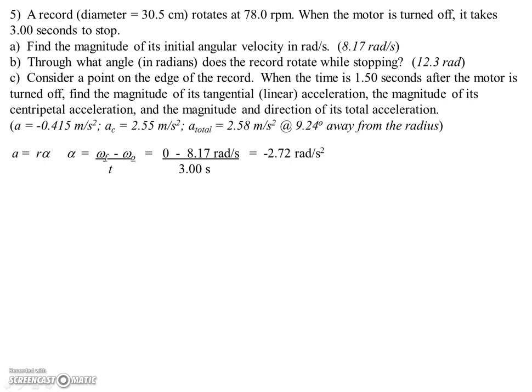So first, if you want to find alpha, it's omega final minus omega initial divided by t. Again, you may have done this in part B, but here's what you would do. And so it's 0 minus 8.17 radians per second divided by 3 seconds. Then we get negative 2.72 radians per second squared.